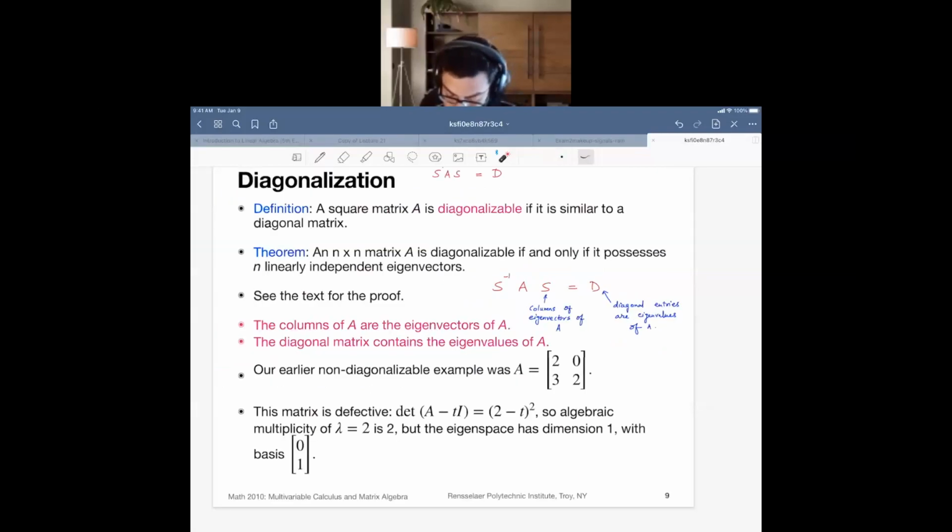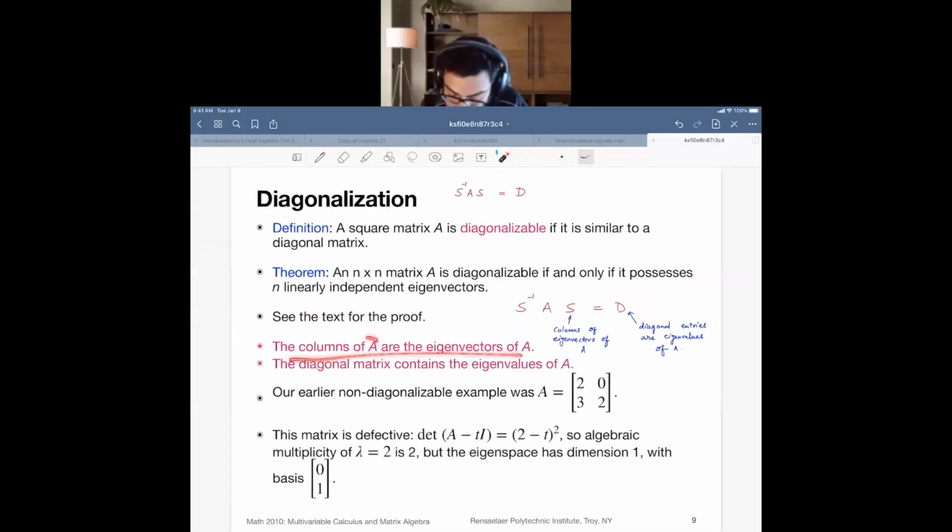So these two statements are actually captured over here. The columns of A are the eigenvectors of A, typo. Columns of S are eigenvectors of A, and then the diagonal matrix that you get on the right side, D, contains the eigenvalues of A in the diagonal. Everything else is a 0.